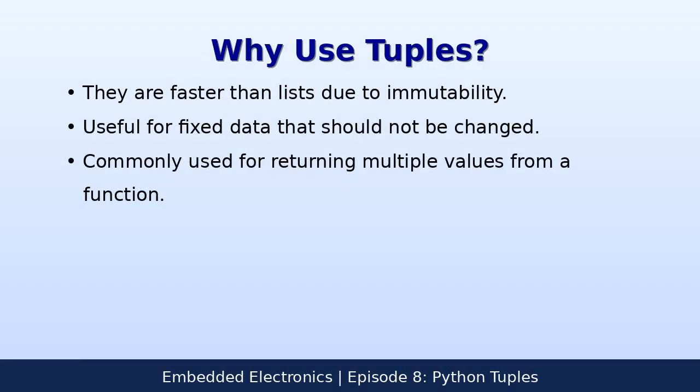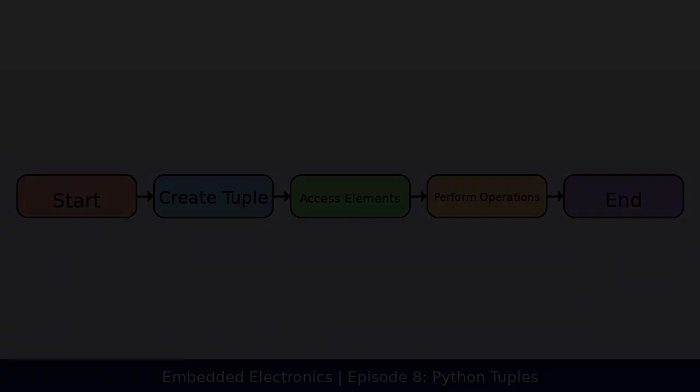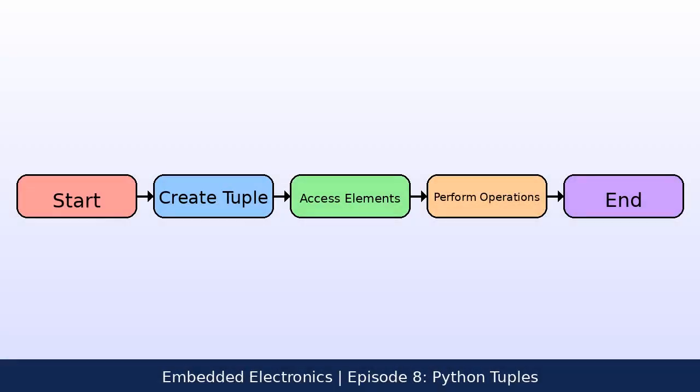Tuples are faster and protect data from accidental modification. They are commonly used for fixed data and multiple return values from functions. This diagram shows how tuples are created, accessed, and used in operations before the program ends.